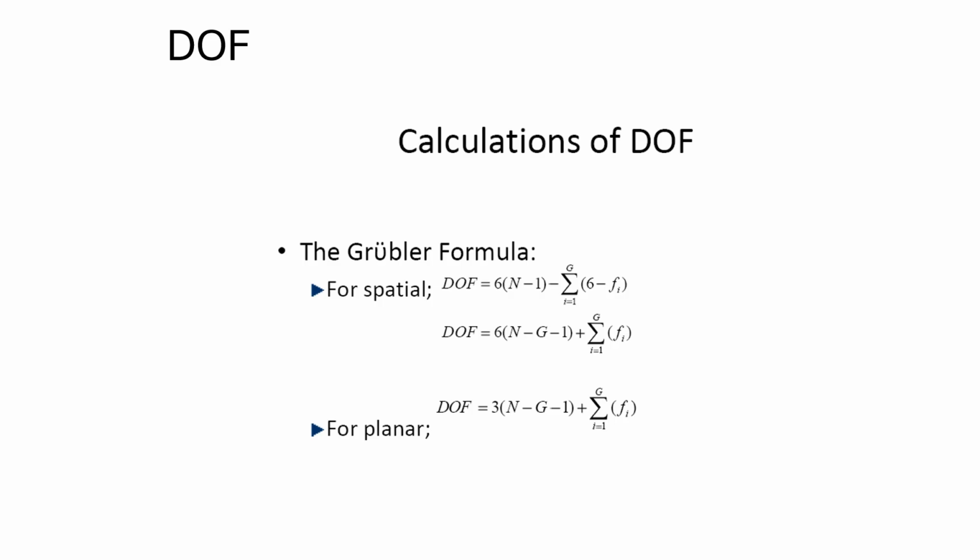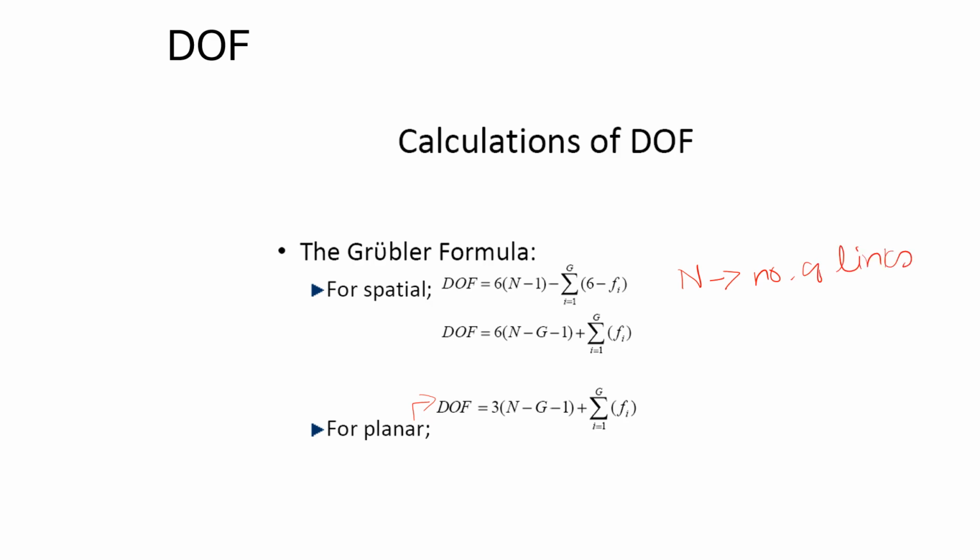Here you have two formulas: one is the Grübler's formula for spatial manipulators, and another one is the formula for planar, right? So the degrees of freedom is equal to 6 into (n minus 1) minus summation i equal to 1 to g of (6 minus fi), or you can write the degrees of freedom as 6 into (n minus g minus 1) plus summation i equal to 1 to g of fi, where n denotes the number of links or the rigid bodies of the mechanism.